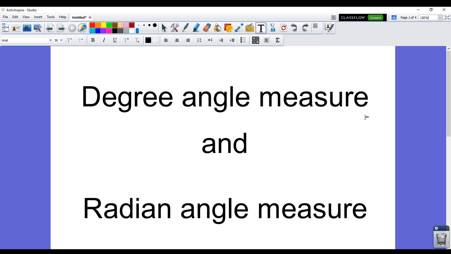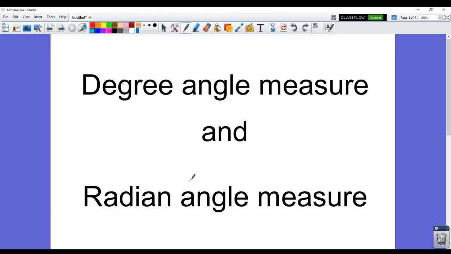Okay, in this video, we're talking about the difference between a degree angle measure and a radian angle measure. We're going to be drawing these things and figuring out their terminal sides. Something to always remember is that we always start drawing an angle on the positive x-axis.